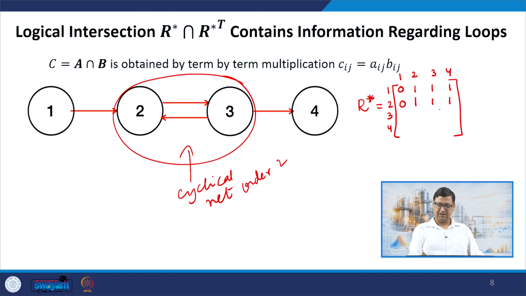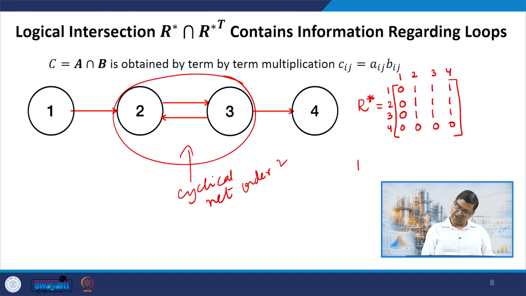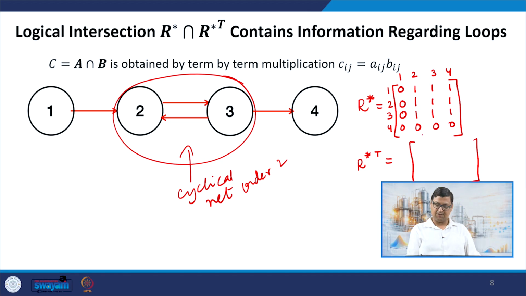From 3 I cannot go to 1, but I can of course go to 2 and I can go to 3 and to 4, and from 4 I pretty much cannot go anywhere, right? So it is all zeros. So if I do R star transpose, it is going to give me, so the rows become columns. So the first row becomes first column, second row becomes second column, third row becomes third column, and the last row is all zeros.